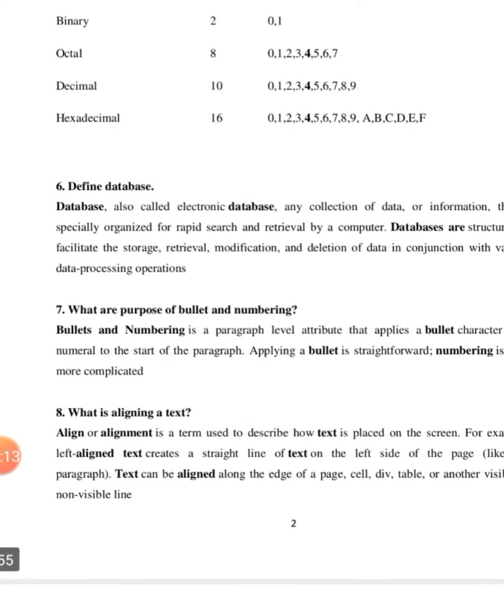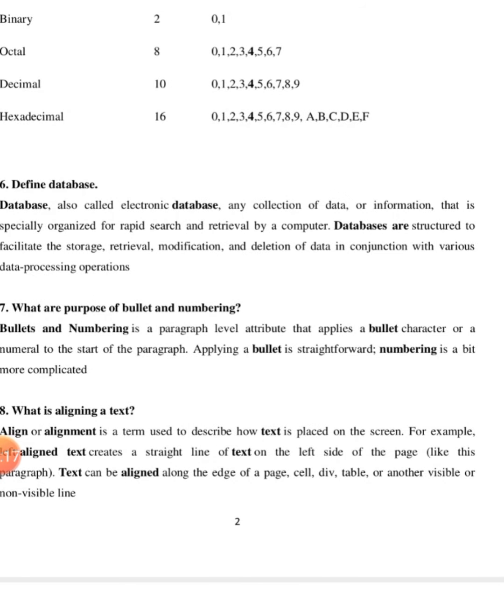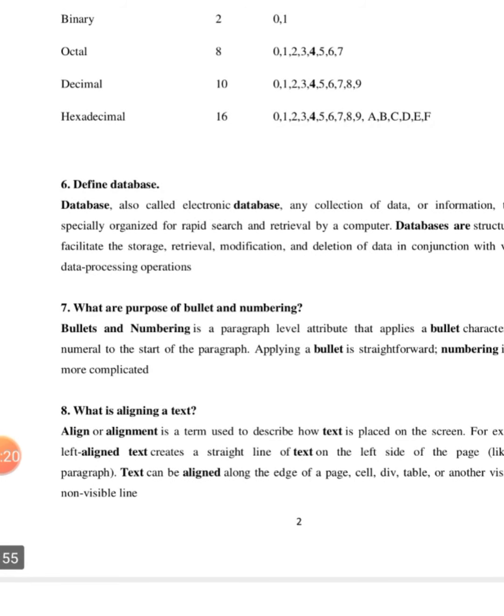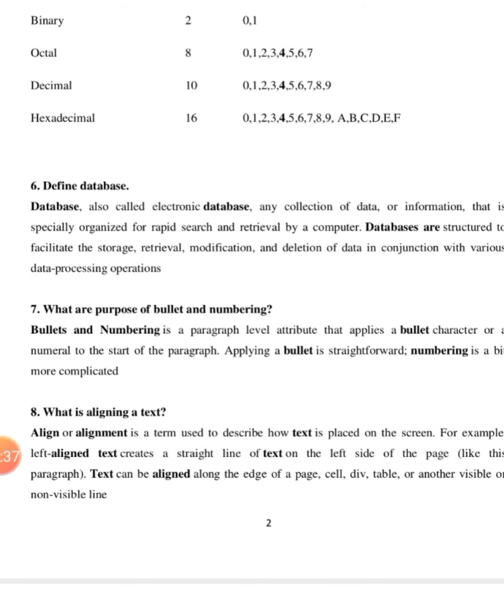Sixth one is define database. A database, also called an electronic database, is any collection of data or information that is specially organized for rapid search and retrieval by a computer. Databases are structured to facilitate the storage, retrieval, modification and deletion of data in conjunction with various data processing operations.